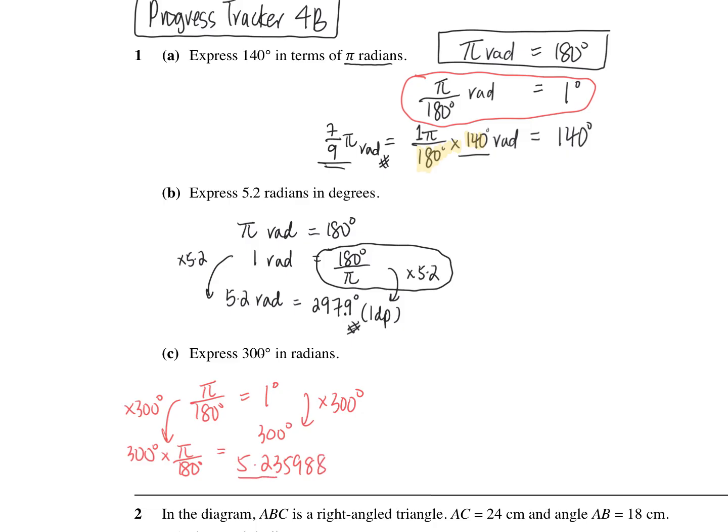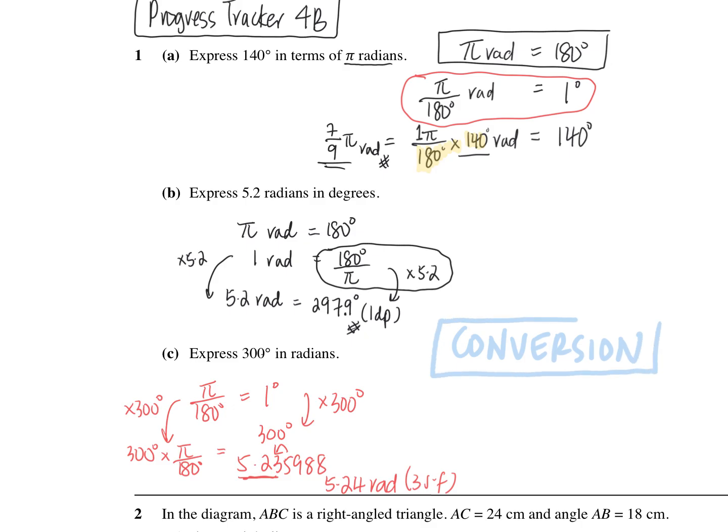Okay, so remember radians is 3SF. So 5.24 radians, 3SF. Okay, so this is just conversion. Make sure you can do conversion. In case I give you degrees, you need to use the formula in radians. But if I give you radians, you should be happy. Straight away you can do.